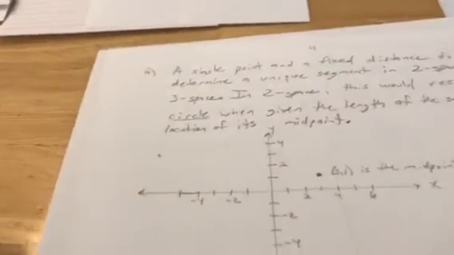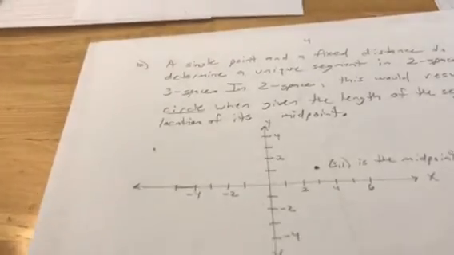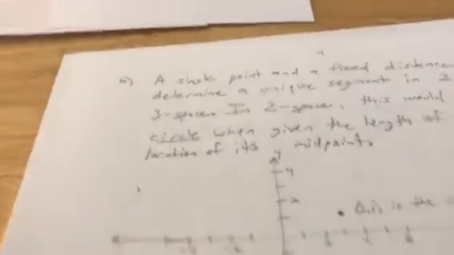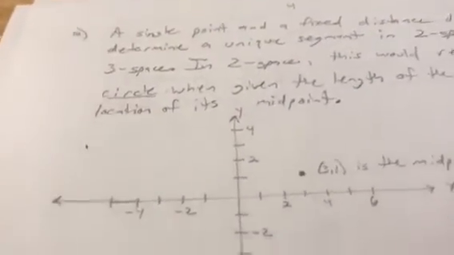Number 10 was, a single point and a fixed distance do not determine a unique segment in 2 space or 3 space, because in 2 space this would result in a circle, and in 3 space it would result in a sphere. And here's an example. If you had the midpoint, let's say 3, 1, in 2 space, and 2, let's say, were the length of the segment, you would have a circle. And in 3 space, if your midpoint, let's say, is 1, 3, 2, and the distance of your segment length is a value of 2, and you draw it out, you would get yourself a sphere. So again, both of these do not result in unique segments.